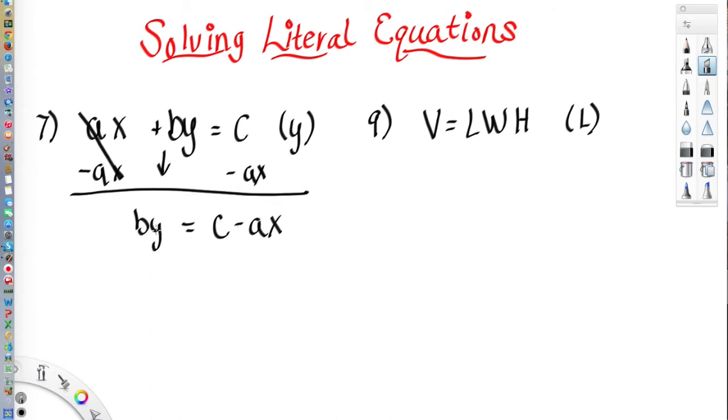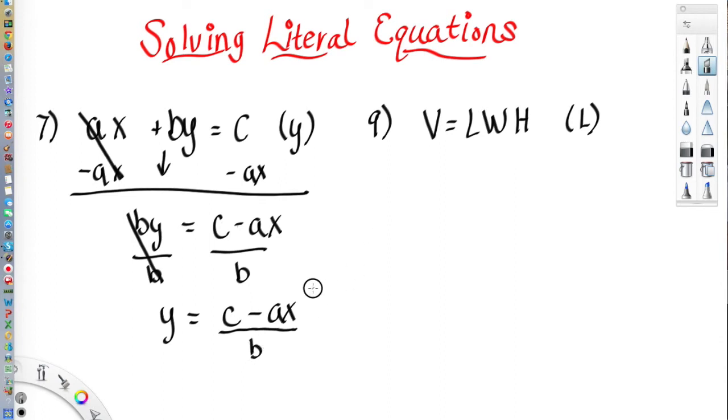I bring down my by is equal to c minus ax. Now, y is being multiplied by b. The inverse of that is divide by b, and what I do to one side, I'll do to the other. The b's cancel each other out, and I'm left with y is equal to c minus ax, the difference of that being divided by b. That is my final answer.